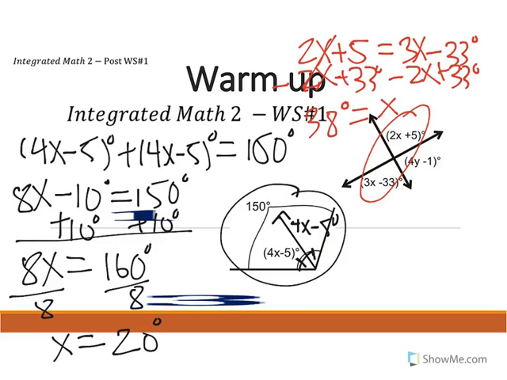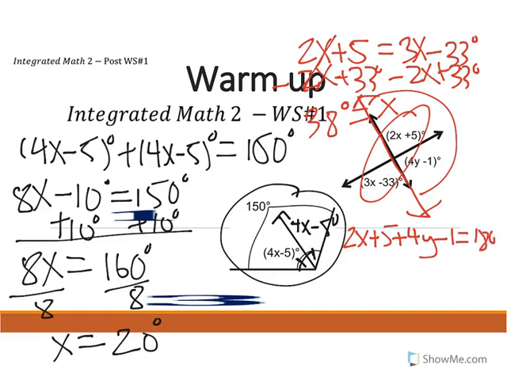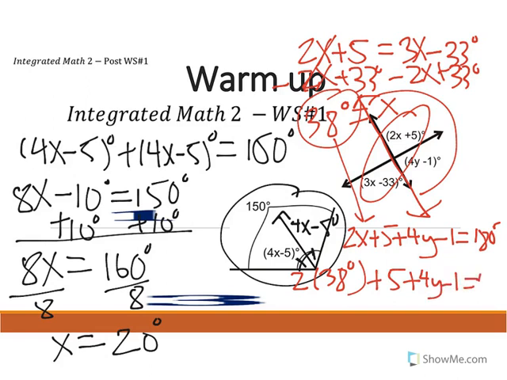Now to solve for y, it's easier if I extend this line out, so then this forms a linear pair. Linear pair means that the sum is 180 degrees. Right, so we can say 2x plus 5 plus 4y minus 1 equals 180 degrees. But then we know that x is 38 degrees, so we can substitute this in for our x. So we say 2 times 38 degrees plus 5 plus 4y minus 1 equals 180 degrees.